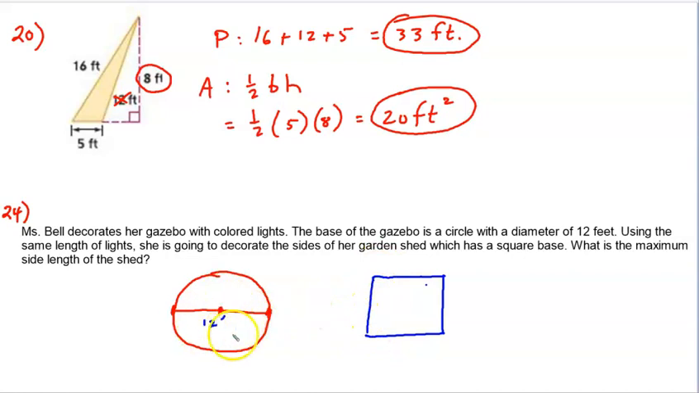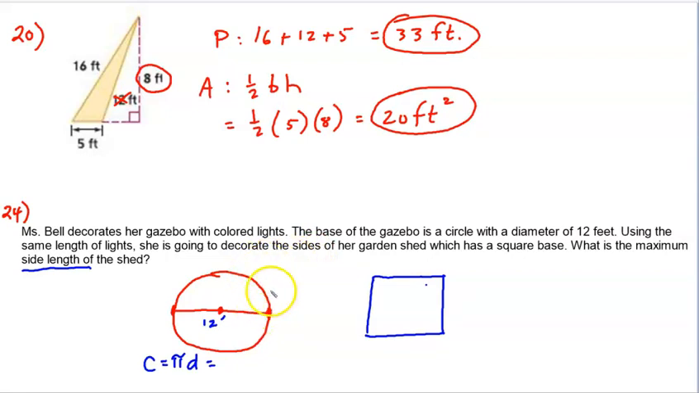Okay, so we have to figure out, well, what is the perimeter here? And then we're going to use that same number over here, and then we'll have to divide to find out what the maximum side length is really the question that we're going to answer. All right, so first let's find out what the perimeter is if she decorates the perimeter of this gazebo, which is a circle. That's called circumference. And that's pi times diameter. So let's find out what that number is. Pi times 12.